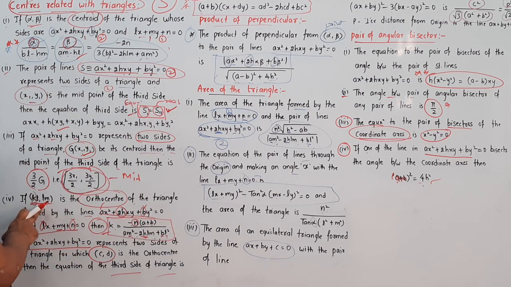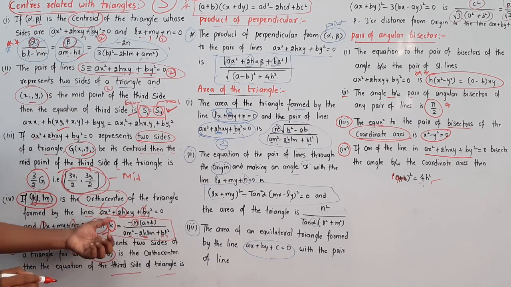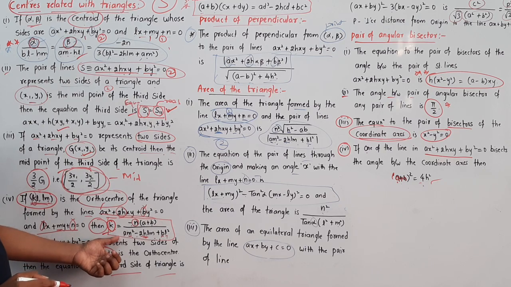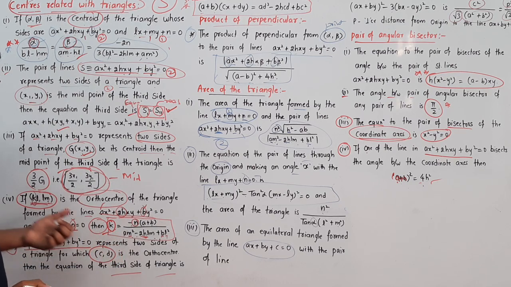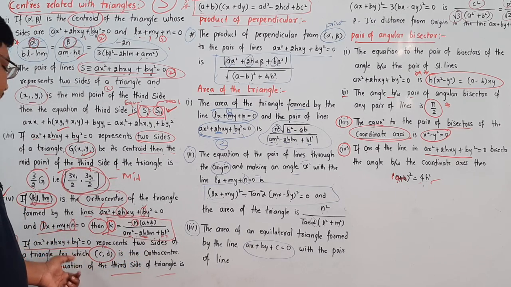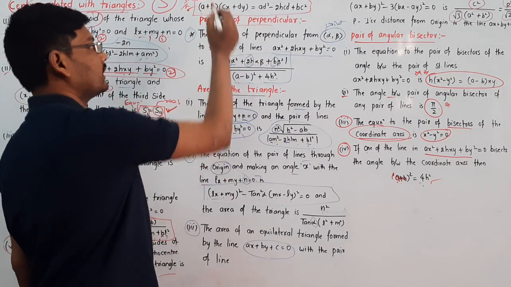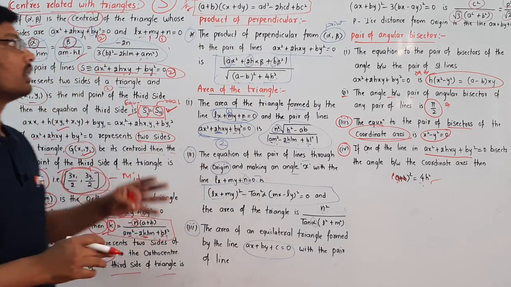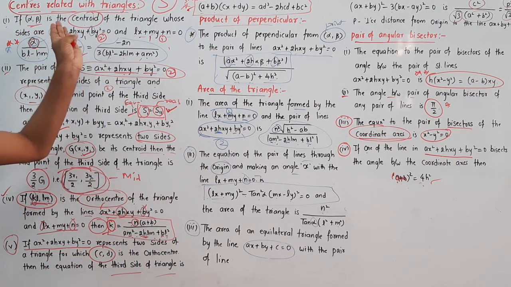And when the orthocenter, a pair of straight lines and a straight line are given, and you want to find the orthocenter, this is the condition to find the value of k. After getting the k value, you can substitute it in the orthocenter and get the orthocenter. And this is for when the orthocenter and a point are given. If you want to find the third side, this is the formula. This is all about the topic related to centers related with the triangle.